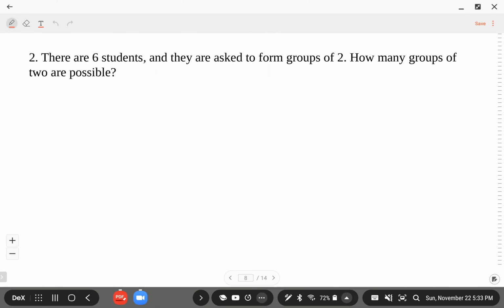So this is our combinations. Combinations, please use your formula. So number 2: there are 6 students and they're asked to form groups of 2. How many groups of 2 are possible? Very standard combination problem. You'll probably see it in an exam. So please put it in the chat box.